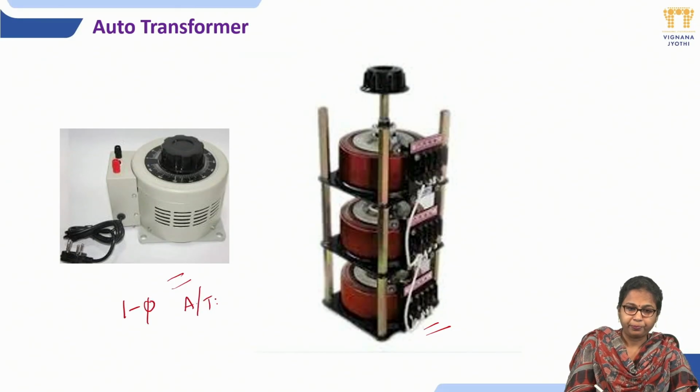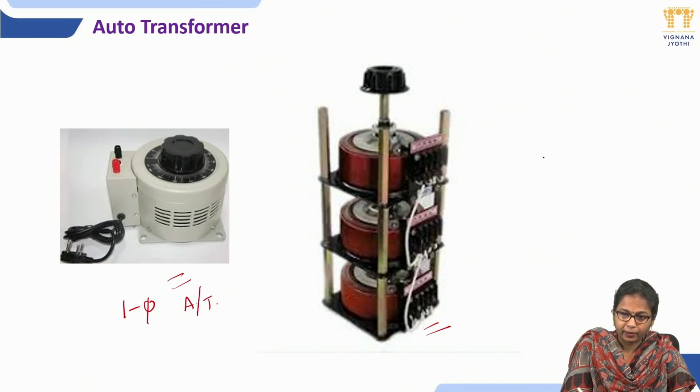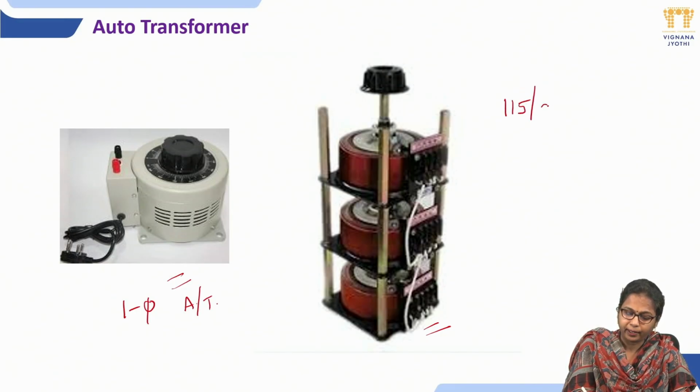For example, in our laboratory we use a 115 by 230 volts transformer whose rating is 2 kVA. The supply we are getting for this transformer is 230 volts, and we are supposed to give 115 volts to its primary.